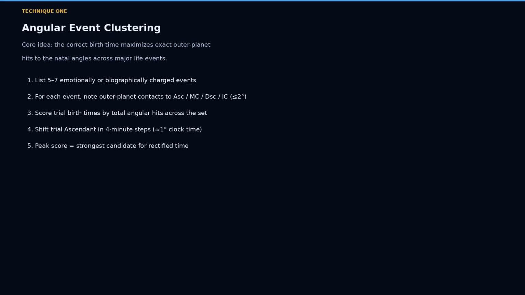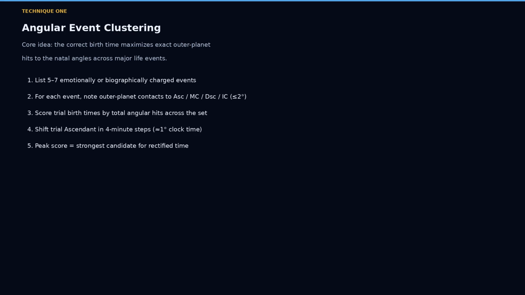Shift the trial ascendant in 4-minute increments, 1 degree of clock time, and rescore. The peak score indicates the rectified time. Technique 2: Progressed Moon Phase Lock. The secondary progressed moon moves roughly 1 degree per month.